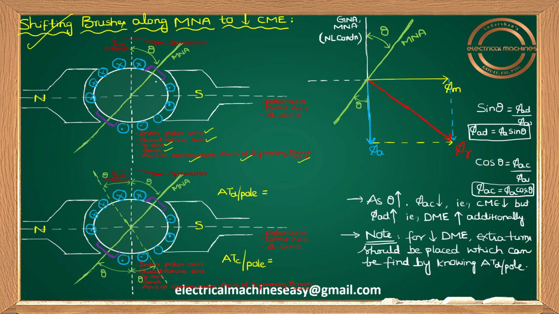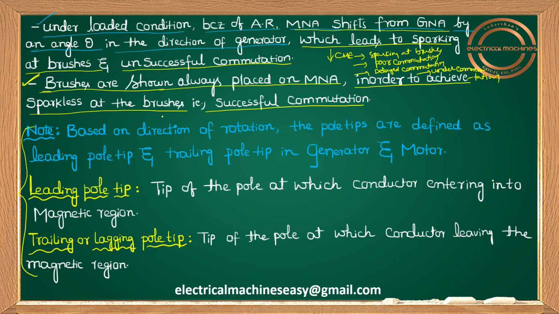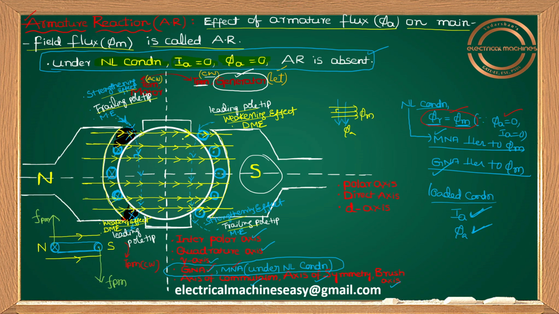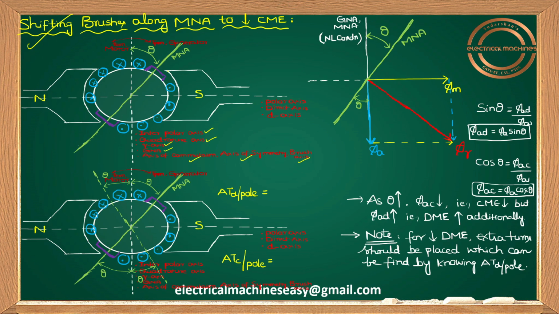If you take brushes on the left hand side, whatever conductors are under the North Pole, I told you the direction of EMF is cross. Let me show once again. If you take brushes here, on the left hand side in our example, in those conductors I am getting the direction of EMF as cross. On the right hand side of your Q axis, I got a dot in our example. So after shifting the brush along MNA, to the left hand side of the brushes let me take a cross, and to the right hand side of the brushes let me take a dot.